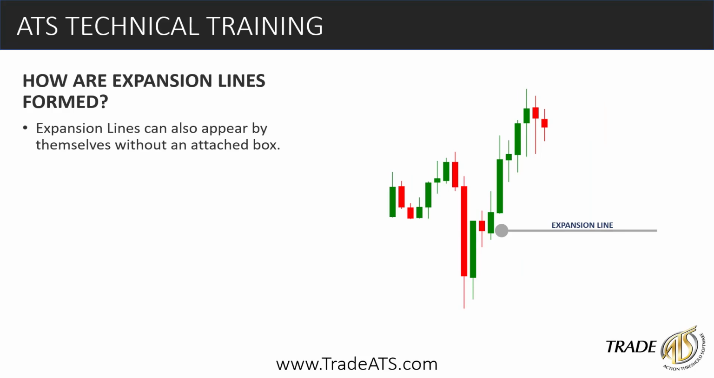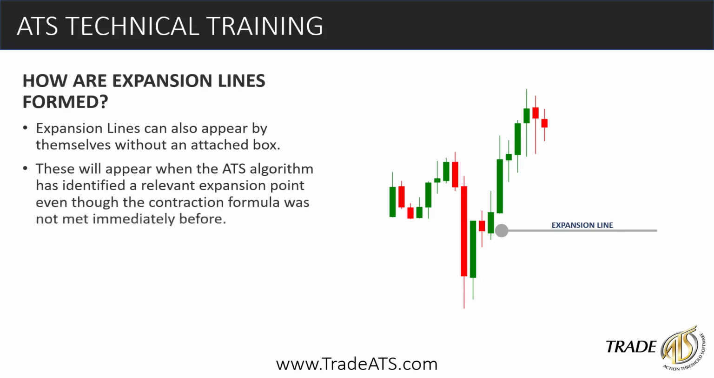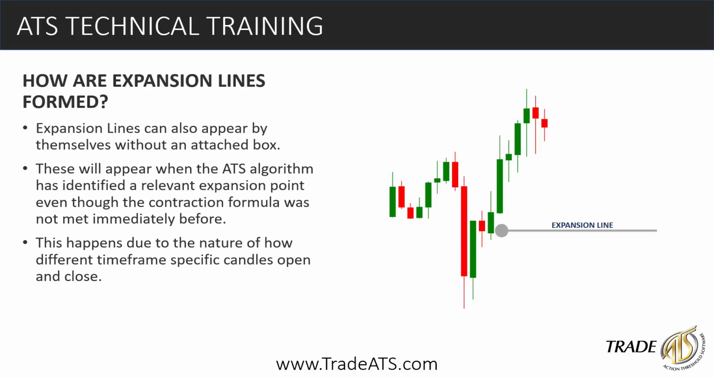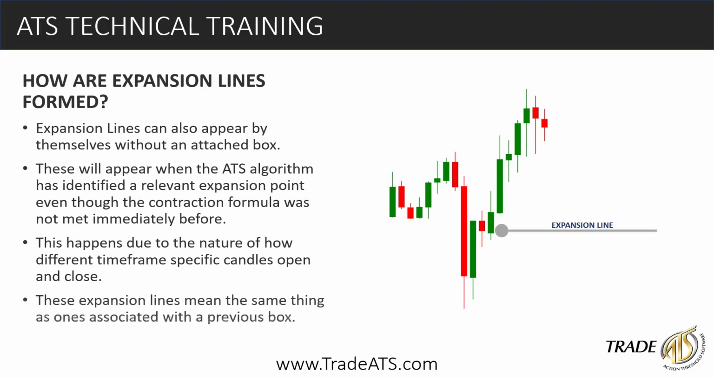Expansion lines can also appear by themselves without an attached box. These will appear when the ATS algorithm has identified a relevant expansion point, even though the contraction formula was not met immediately before. This happens due to the nature of how different time frame specific candles open and close. These expansion lines mean the same thing as ones associated with a previous box. This is the sophistication of the ATS algorithm. These expansion lines don't have the box before them, but they are a relevant expansion point. So you want to use them just as you would use a line that's coming out of a box. It means the same thing. So take it as very relevant information.